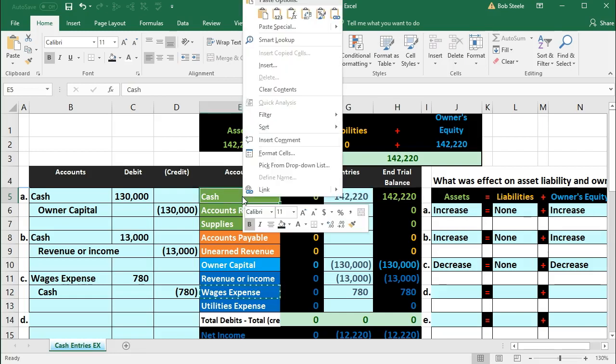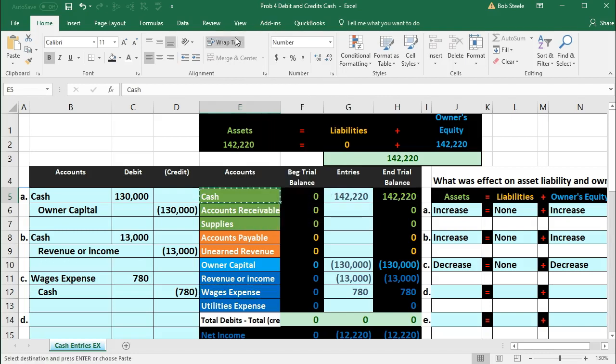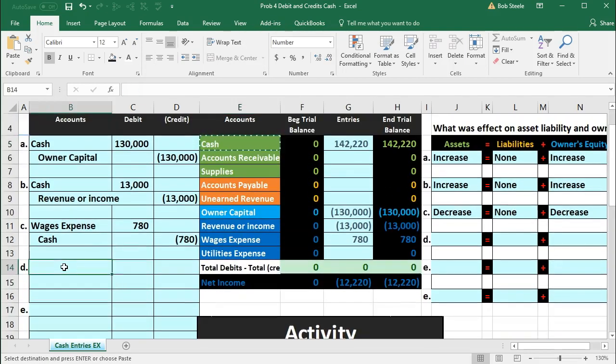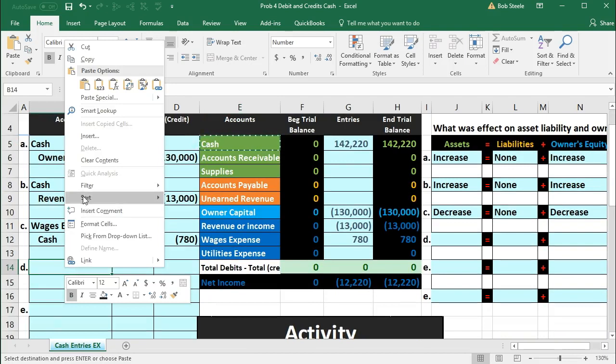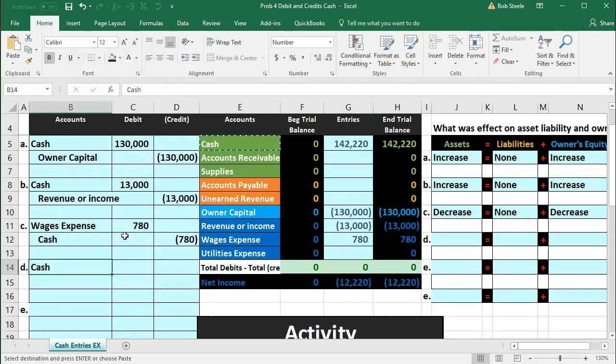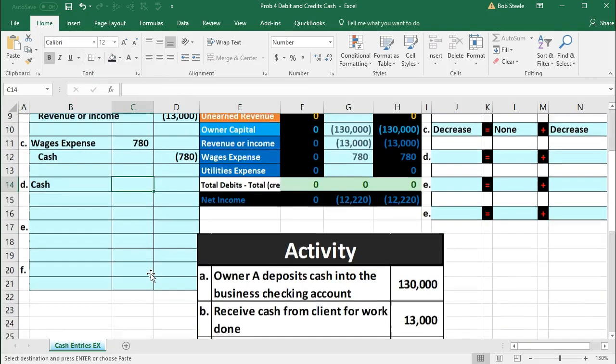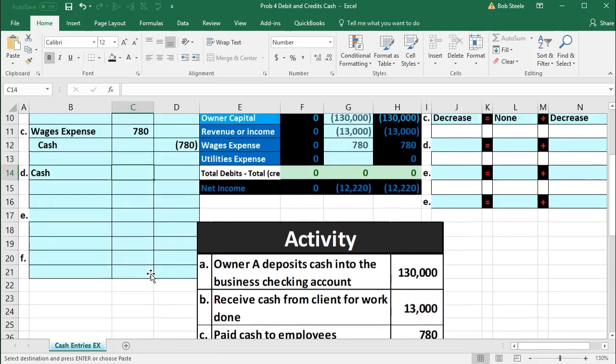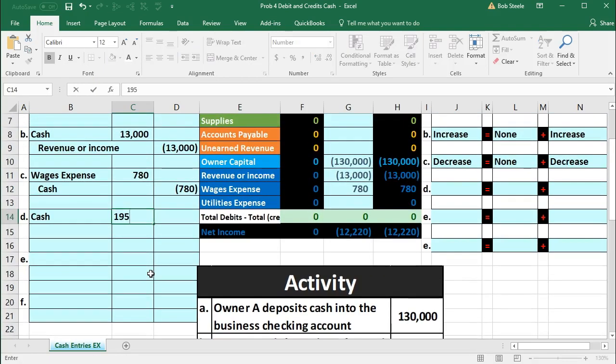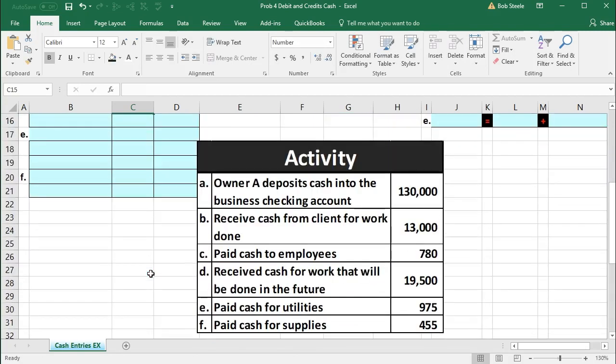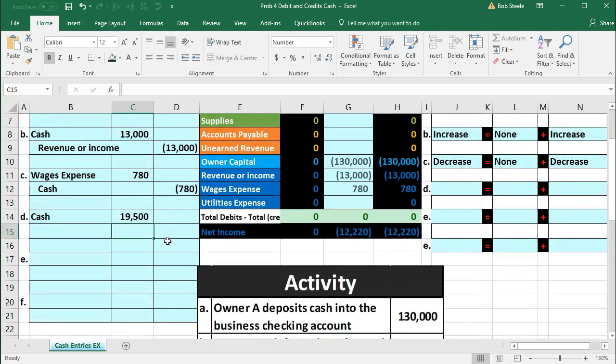I'm going to right click on cash, copy cash. I'm going to put that on top in cell B14, right click and paste 1, 2, 3. We will then go into cell C14 and we're going to put the dollar amount of 19,500. That's correct. We also know that we're going to credit something for that same dollar amount, needing to have the same amount of debits and credits. So there we have that. Now we just need to know what that account will be.